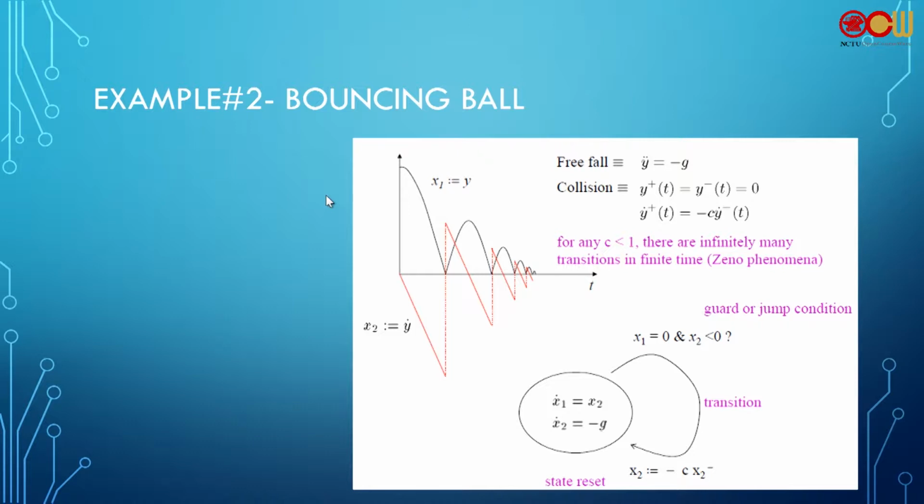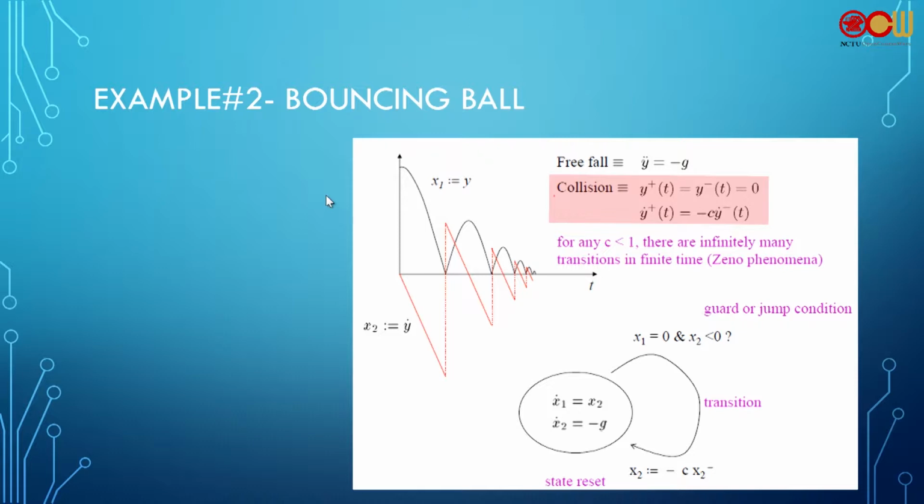And what happened after it hit the ground? Some discontinuous behavior, we say it's collision, right? Y plus means the position after you hit the ground. Y minus is the position before you hit the ground. Okay, but they are equal because plus and minus is just a small difference in time. After it hit the ground, the velocity will change.